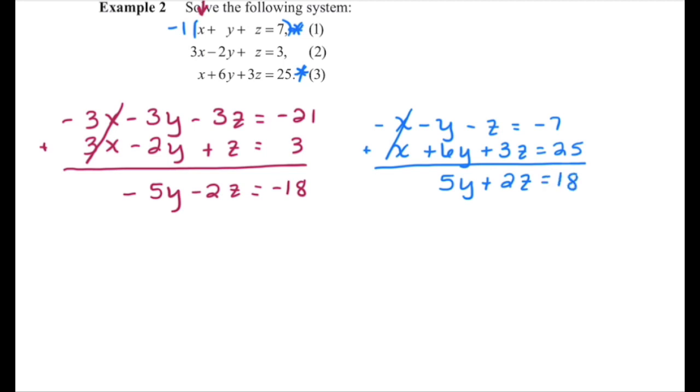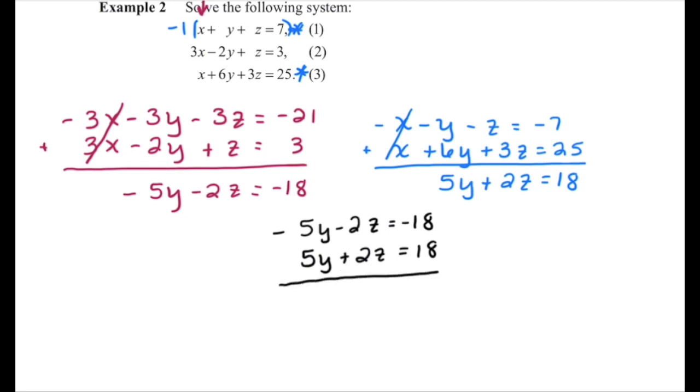Now I have two equations in two variables. Let's stack them on top of each other and see what we might want to tackle for eliminating next. You may notice something right away here, that they're the same values, only the opposite number. So when I add them together, my y values disappear, my z values disappear, and my constants disappear. So I literally have 0 is equal to 0.